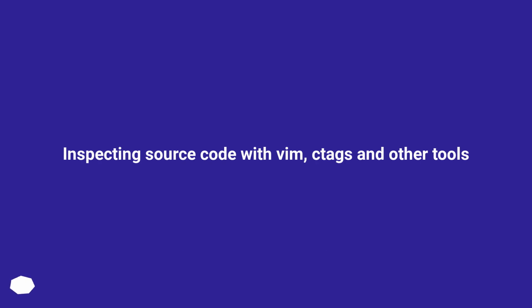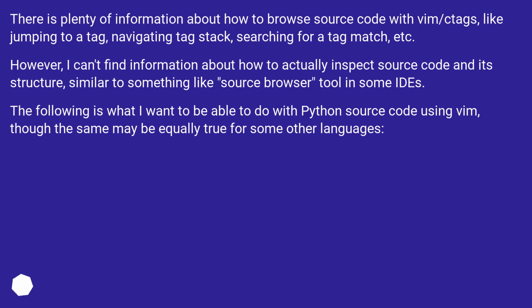Inspecting source code with Vim, tags and other tools. There is plenty of information about how to browse source code with Vim/tags, like jumping to a tag, navigating the tag stack, searching for a tag match, etc. However, I can't find information about how to actually inspect source code and its structure, similar to something like the Source Browser tool in some IDEs.